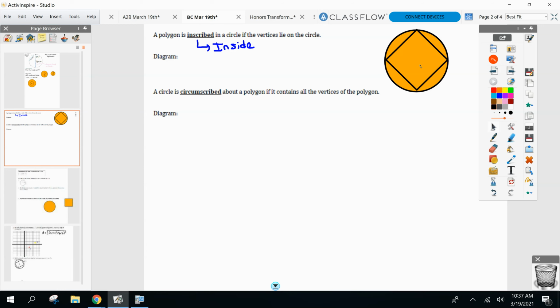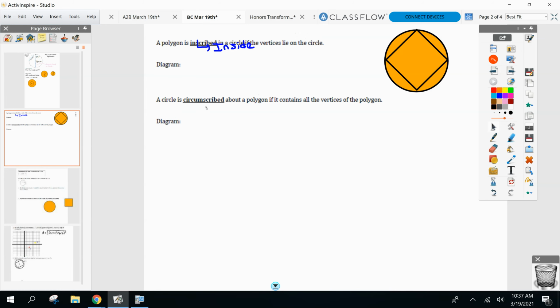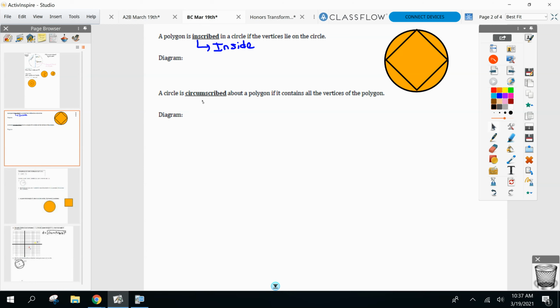So the polygon is inscribed. What can I say about the circle? The circle is circumscribed around the polygon. Circumscribed means outside. So we say the polygon is inscribed, the circle is circumscribed. All good?